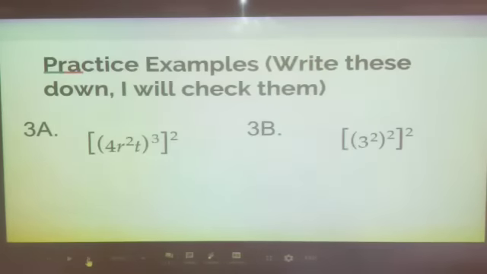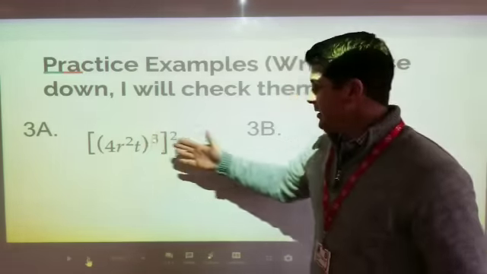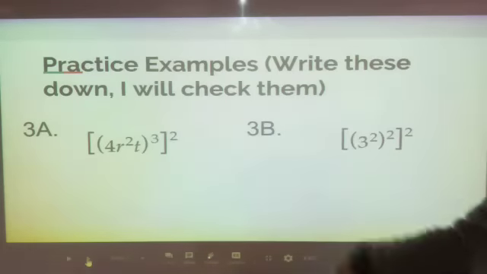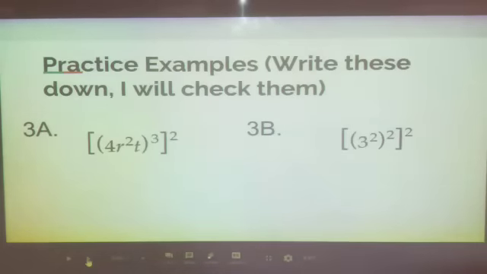2 practice examples now. Try these. We're going to check them so we can move on to the next one.